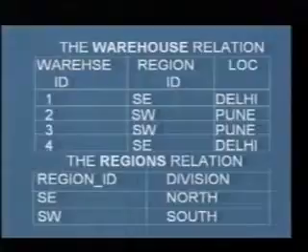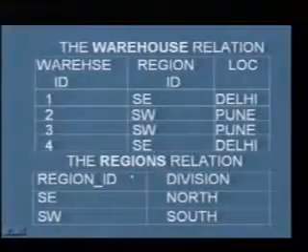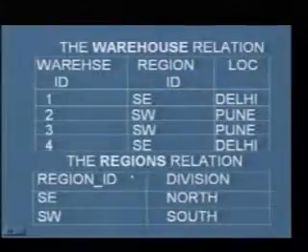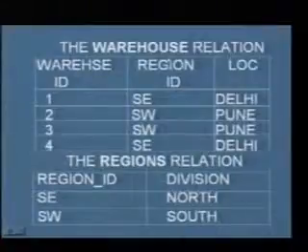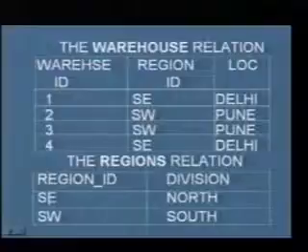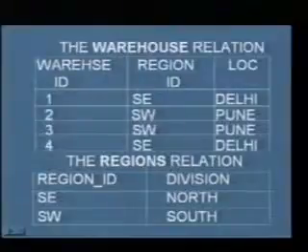Here we can see, if you want to delete the region ID from the regions relation, in case of the restricted property we cannot do that because there are some matching values in the warehouse relation. But in case of the cascaded property, if we delete the region ID from the regions relation, the corresponding region ID values in the warehouse relation will also be deleted.